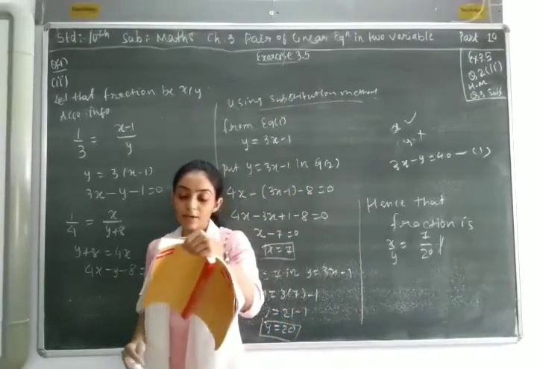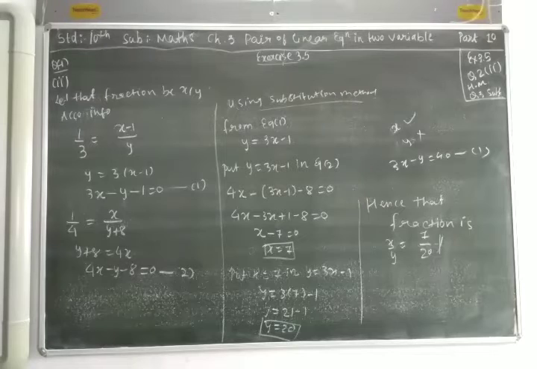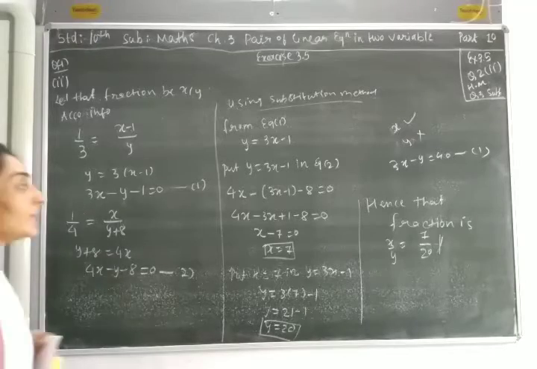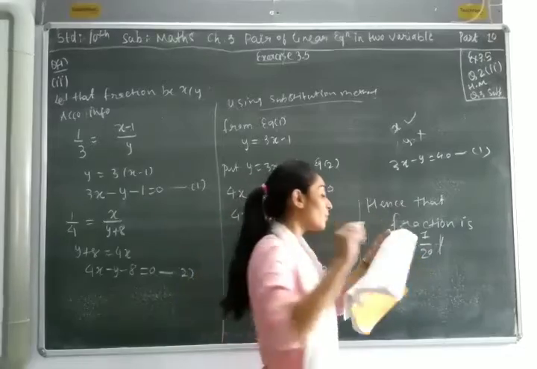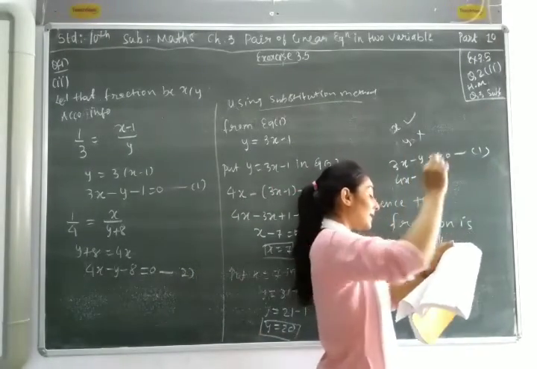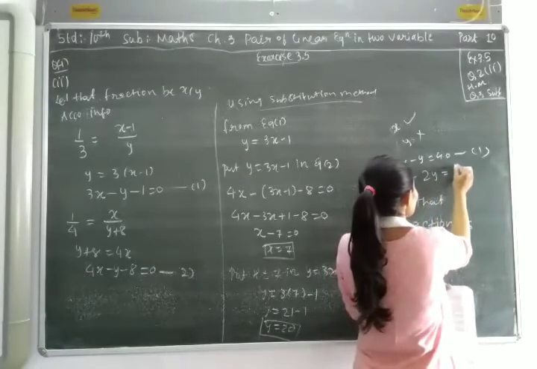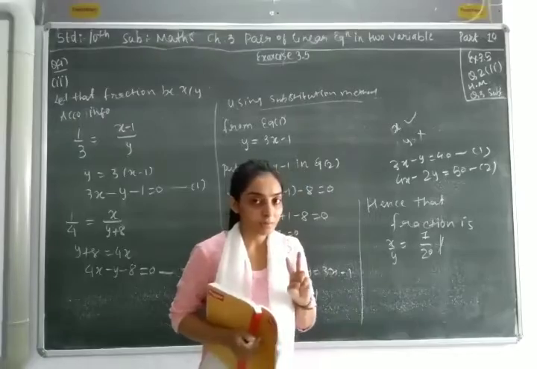Now the next equation says, had 4 marks been awarded for each correct answer and 2 marks deducted for each incorrect answer, he scored 50 marks. So 4 marks for a correct answer is 4x, and 2 deducted for each incorrect one is 2y. He scored 50. So this became my second equation.